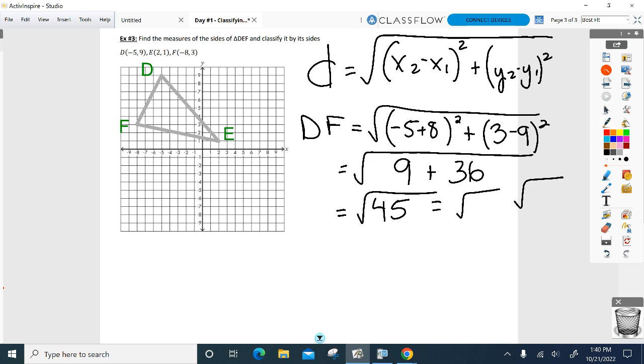What do you got? What's good? What's the biggest one? 9. What do you have to multiply 9 by? 5. And this is why we pick a perfect square, so we can take the square root of it. So, square root of 9, 3. Square root of 5 comes along for the ride. There is DF, 3 radical 5. 3 radical 5.